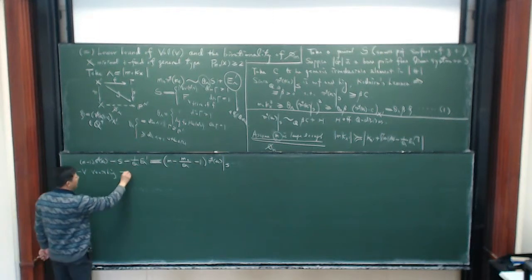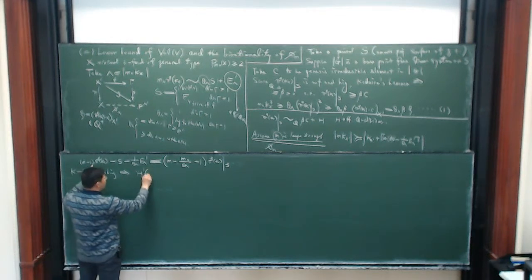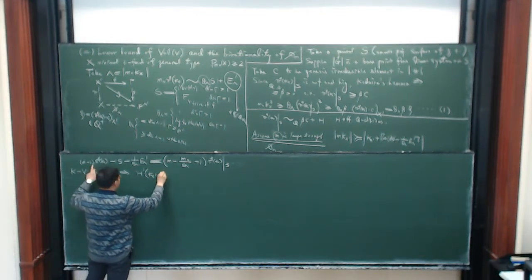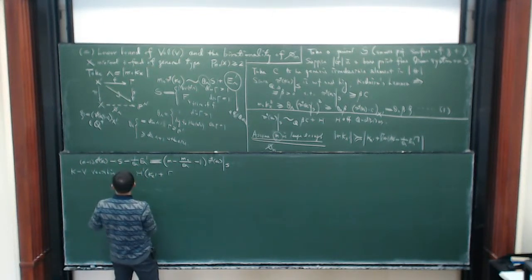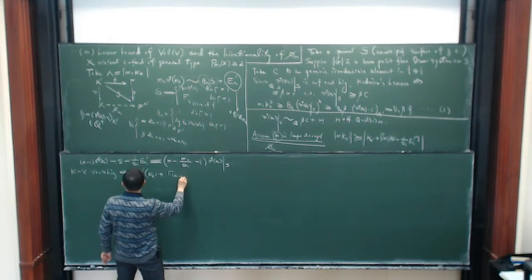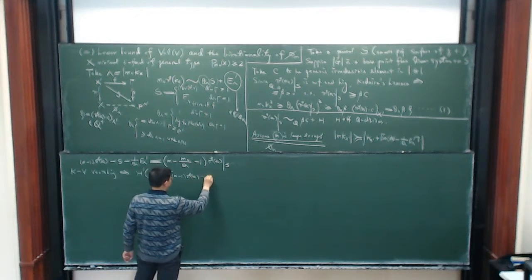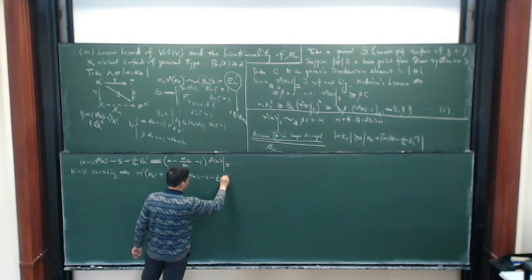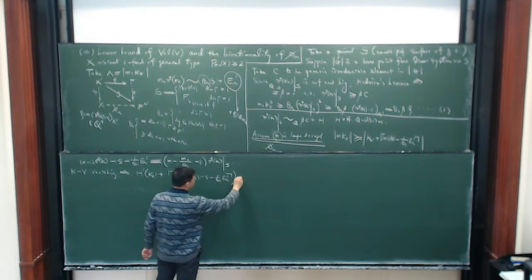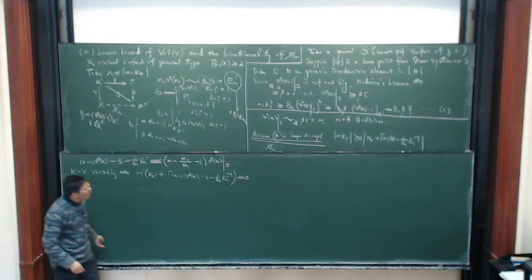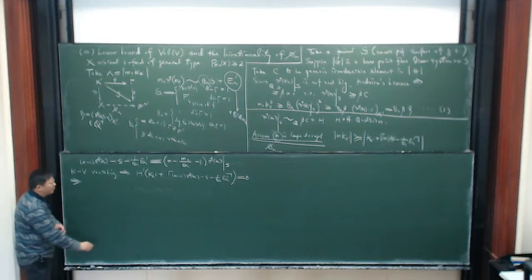And then the Kawamata–Viehweg vanishing implies that we don't have H^1. So H^1 of K_X' plus, say, so this is a Q-divisor. So this is (M minus 1) π*K_X minus S minus 1 over ξ·λ E_λ'. So this is zero.